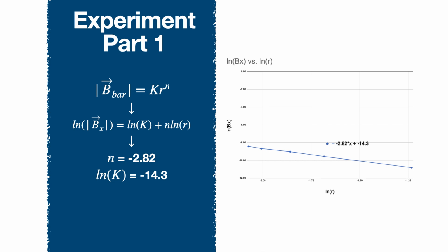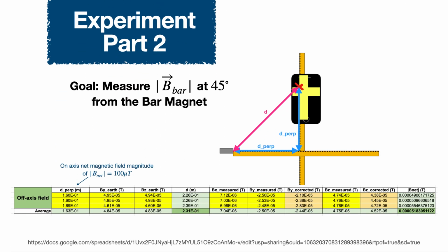Displayed here is the plot for the logarithm distances to the logarithm x-component magnitude it is associated with for step 3 of the procedure. From this graph, I found that n is equal to negative 2.82 and ln k is equal to negative 14.3. The second part of the experiment was to measure the magnitude of the bar magnet's magnetic field at a 45-degree angle from the bar magnet. Shown on the right is how the phone and magnet was positioned with the observed data on the bottom.